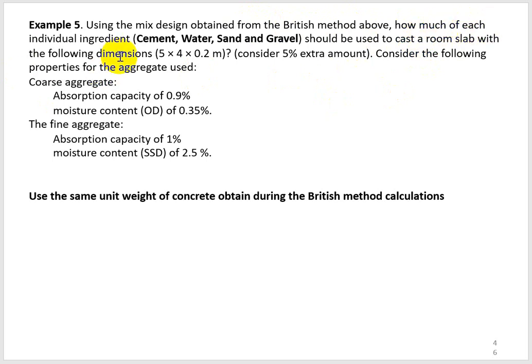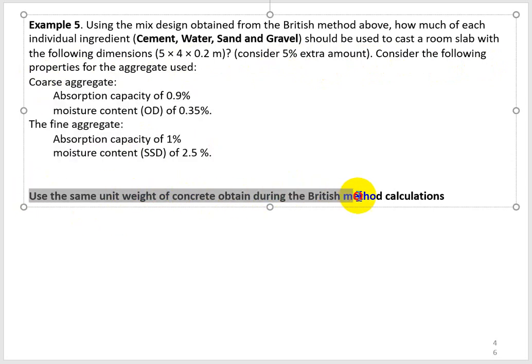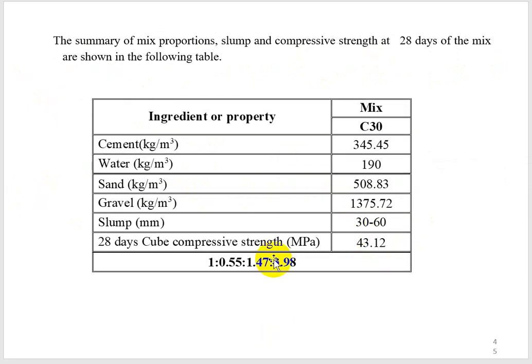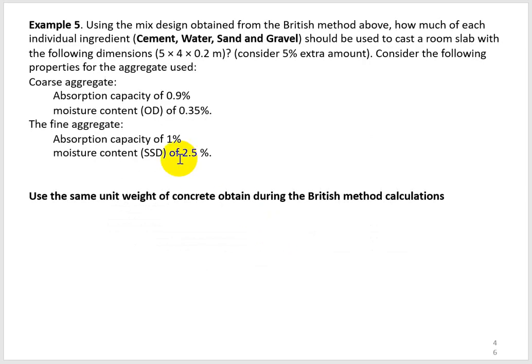So how much of each individual ingredient is the same example as you have in your homework and in lecture 2. So it should be used to cast a room slab with the following dimensions. Consider 5% extra amount. Consider the following properties. So all the information you need is provided, and in our case you could use the same unit weight you have obtained from the British method. So whatever information you have derived using the British method, you can use it in example number 5.